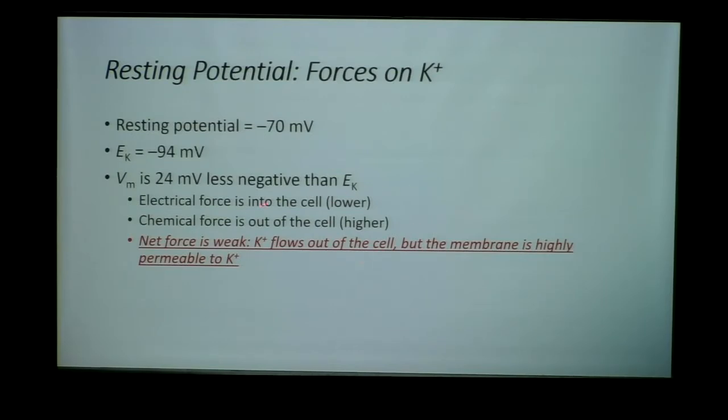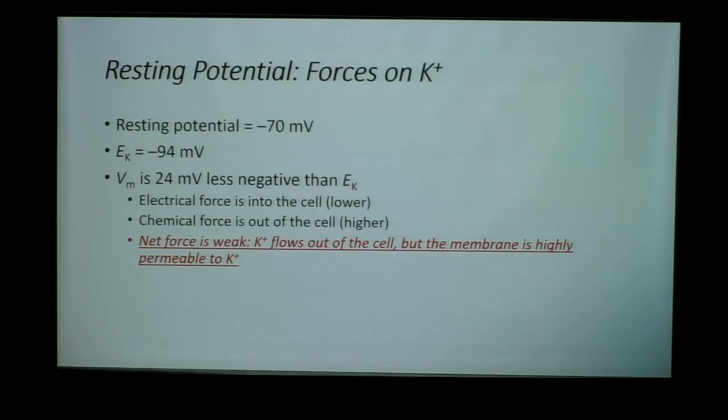So potassium is going to want to go out of the cell because of its bigger, stronger CDF, okay? And so the net force will be weak, right? Because of that difference in the direction, we have to subtract those forces, but we have many more channels or many more doors for potassium, okay?